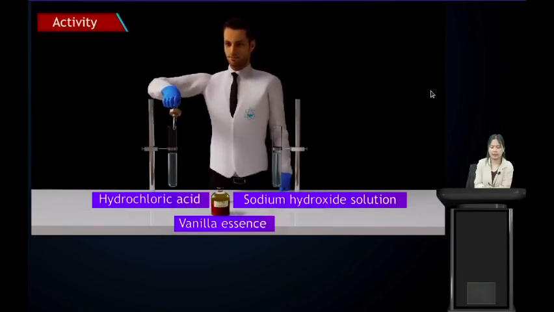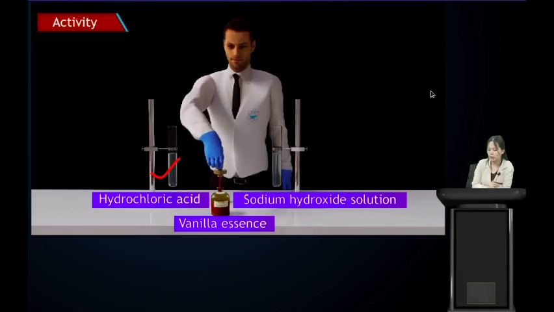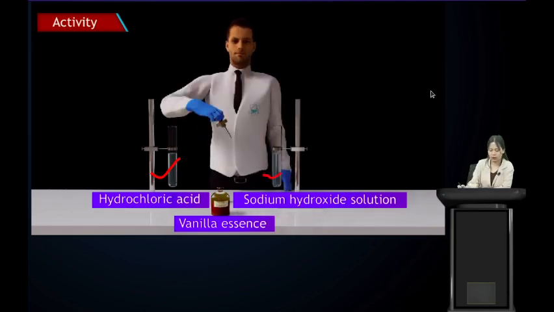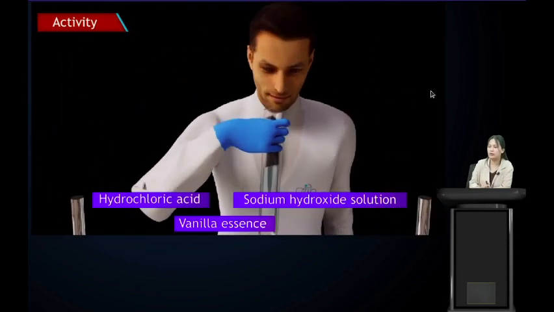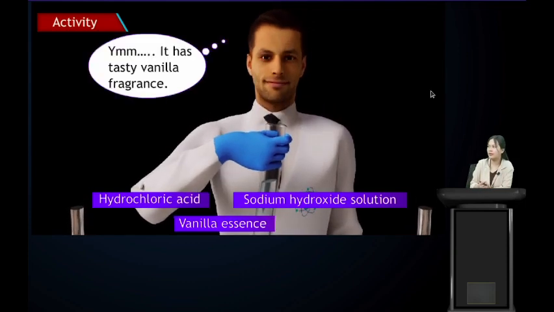So let us see. Take hydrochloric acid in one test tube. Take sodium hydroxide in one test tube. Add a drop of vanilla essence in both the test tubes and smell it. Here we will see that it has a tasty vanilla fragrance. When we add vanilla essence into the hydrochloric acid and smell it, we will still have the smell of the tasty vanilla fragrance. The fragrance of the vanilla can be smelled in hydrochloric acid.